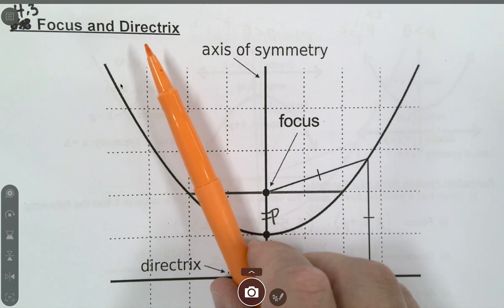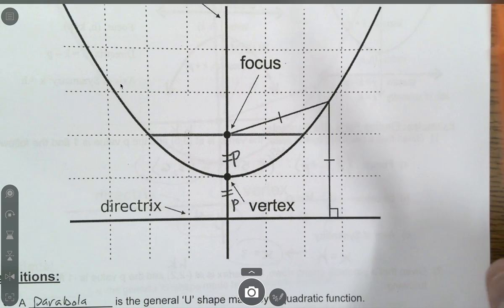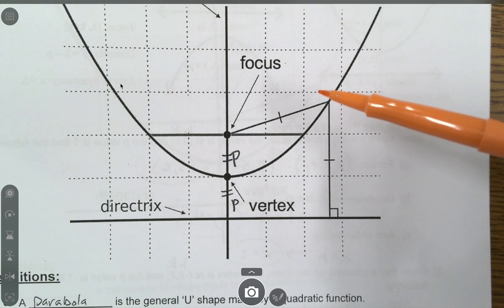Focus and directrix. I'm going to do a quick explanation of what they are, and then I'm going to do just a couple problems to explain how to solve them mathematically. So what we have here is a parabola.